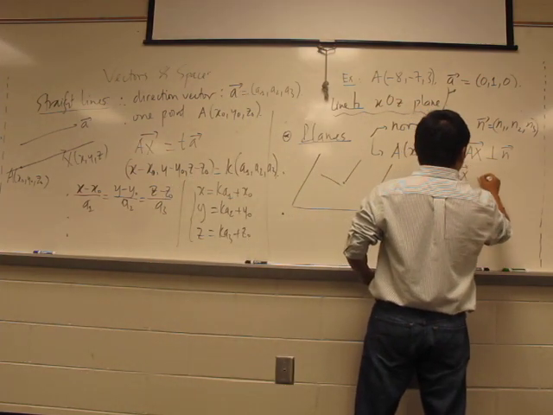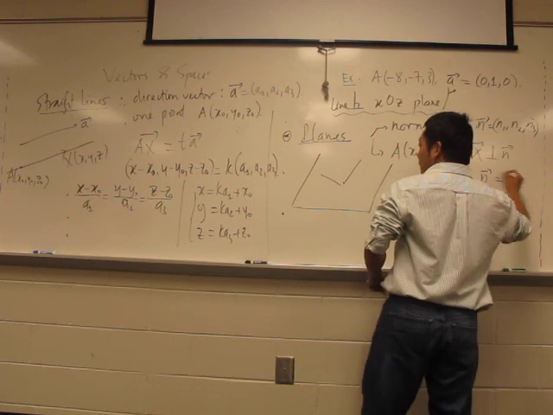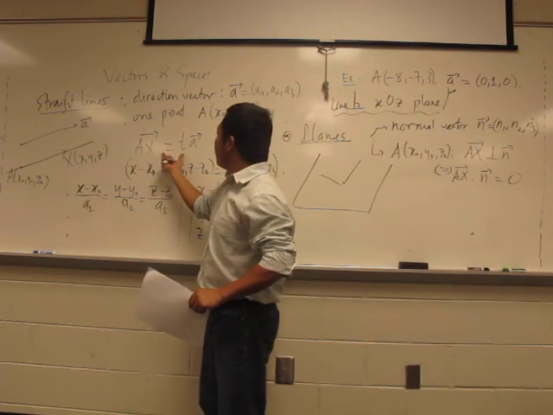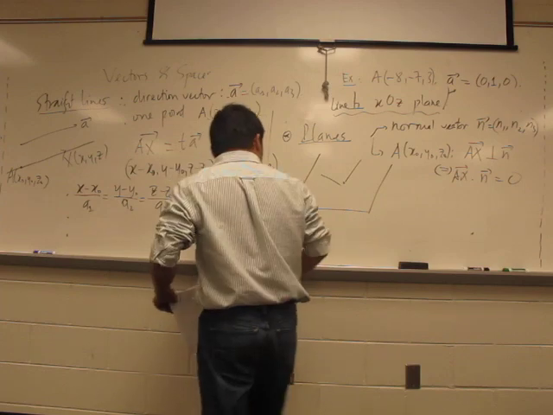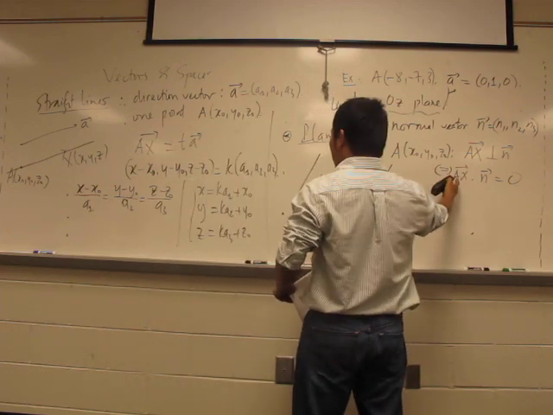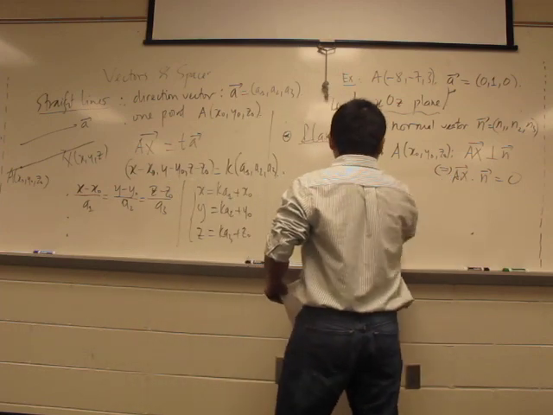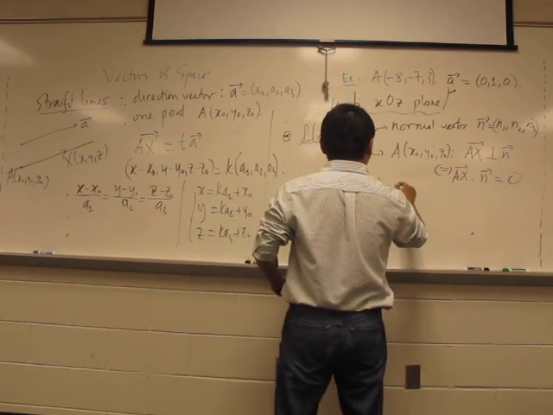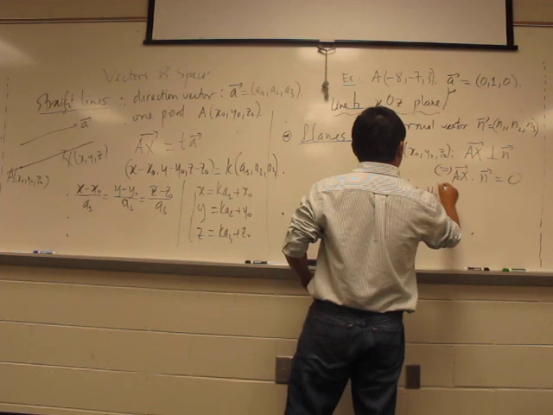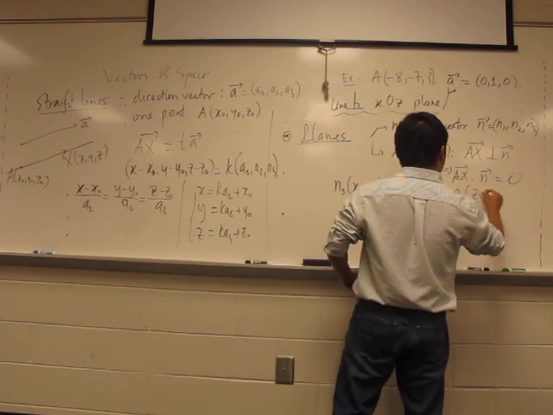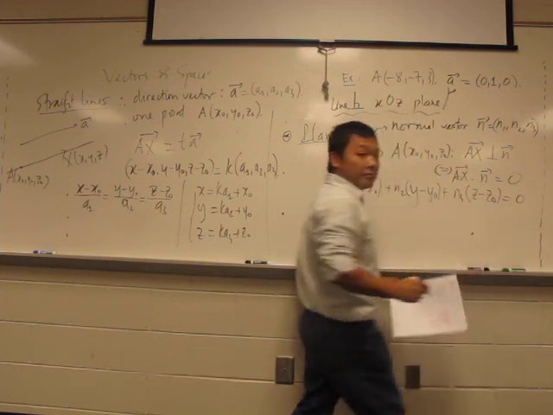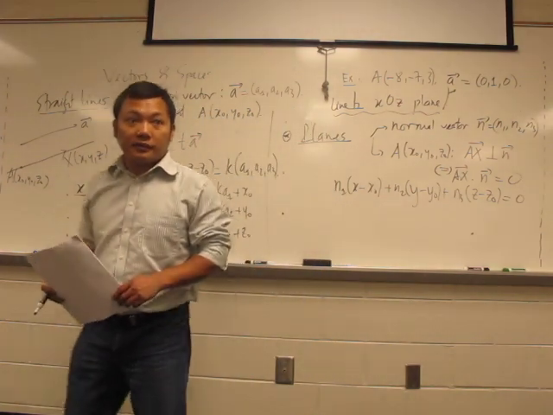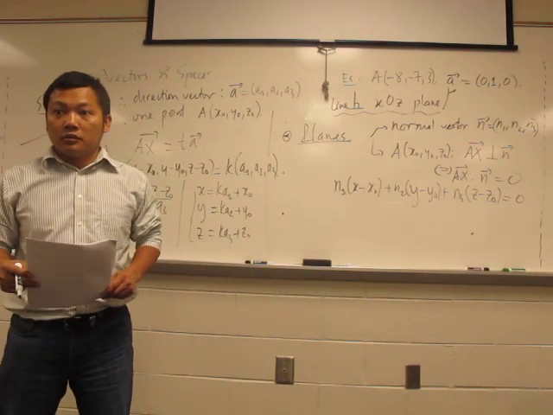This is equivalent to AX dot n equal to 0. From here, AX is a vector from the point to a general point X, and the dot product is 0, so I can write n1(x - x0) + n2(y - y0) + n3(z - z0) = 0. And that is the general equation of a plane.